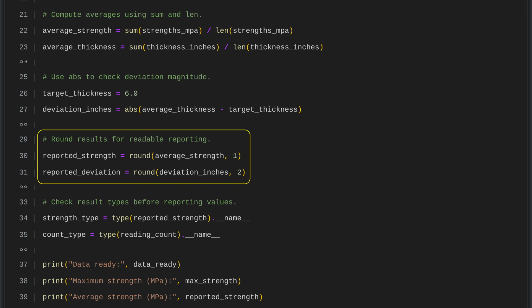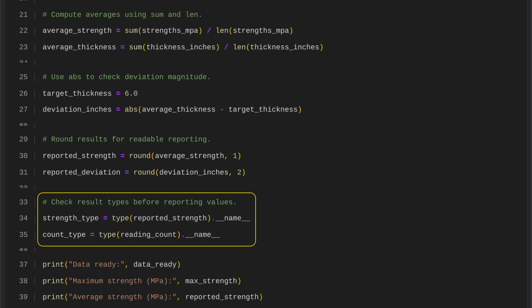Round the average strength to 1 decimal place to keep the reported value concise and easy to present. Round the thickness deviation to 2 decimal places so it remains precise while still being clear for reports or discussion.